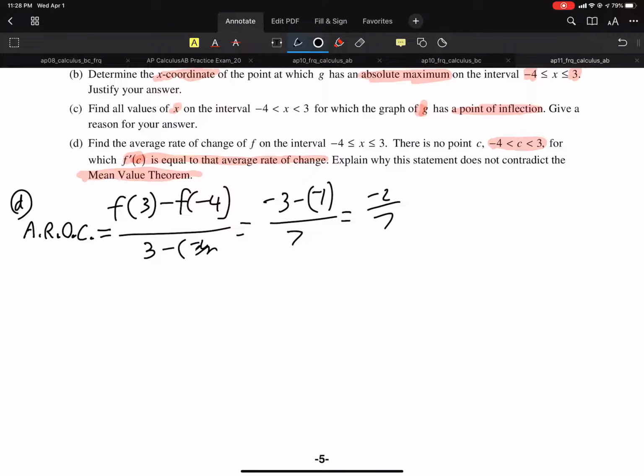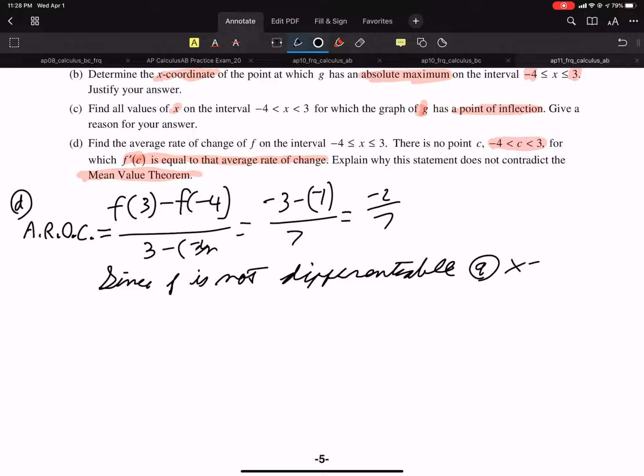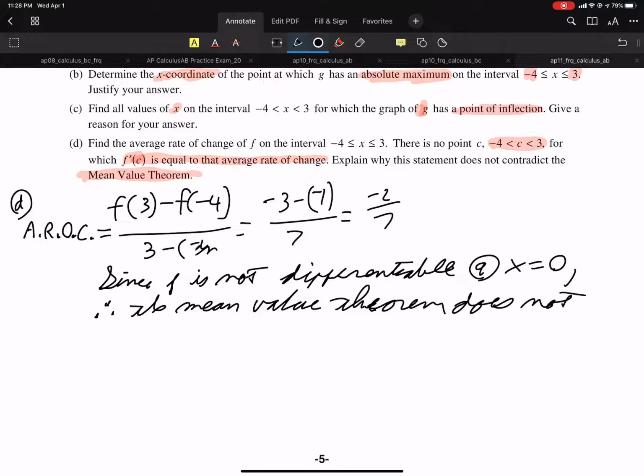So it doesn't meet the conditions. So you would say, since f is not differentiable at x equals 0, therefore the mean value theorem does not apply. Bam.